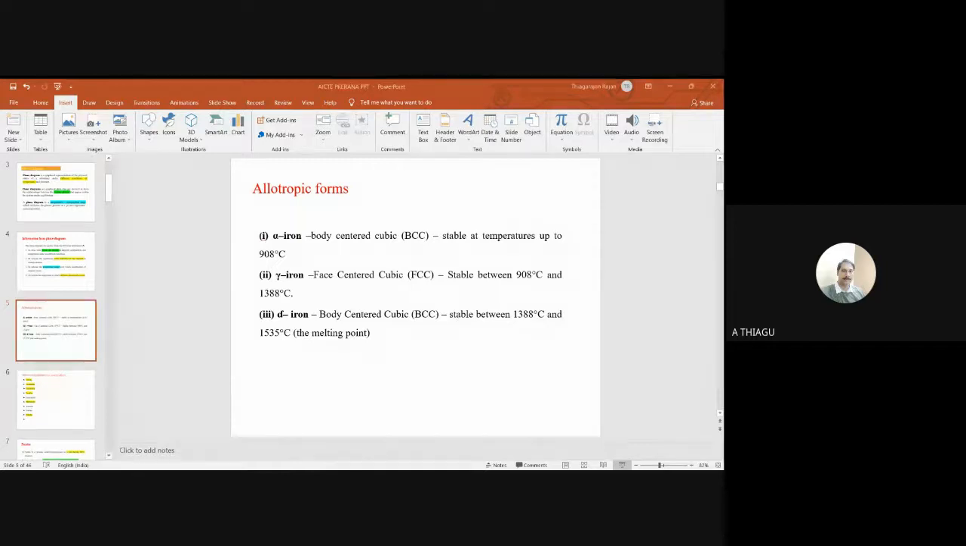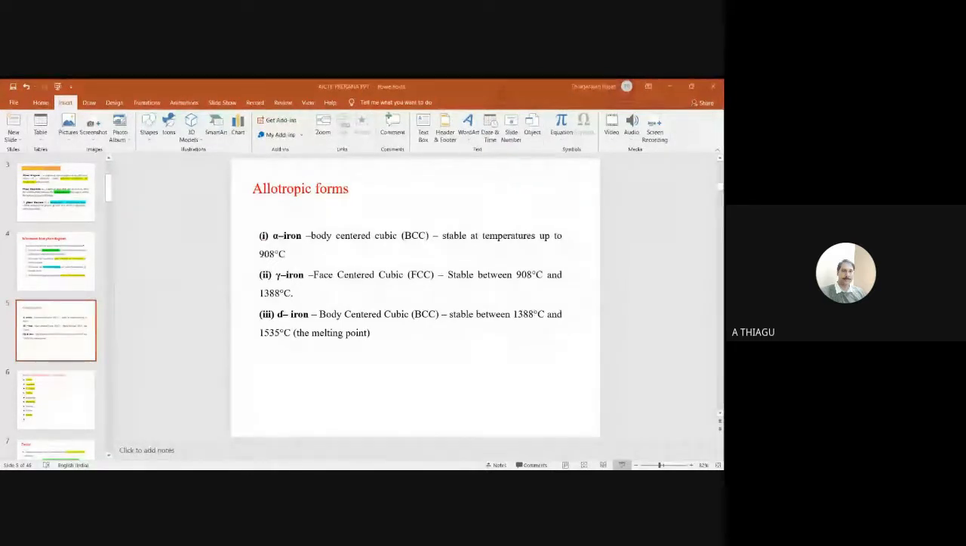First one being ferrite, austenite, cementite, pearlite, ledeburite, martensite, troostite, sorbite, bainite. So the yellow color highlighted ones are very essential because these phases you are going to use frequently: ferrite, austenite, cementite, pearlite, martensite, and bainite. These six phases you are going to use frequently.